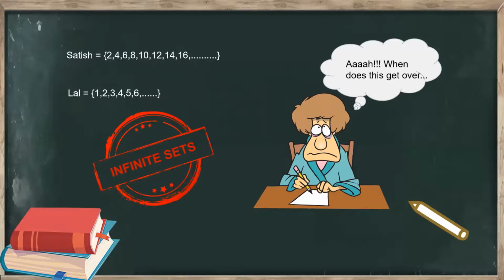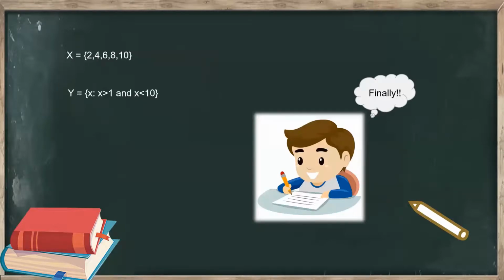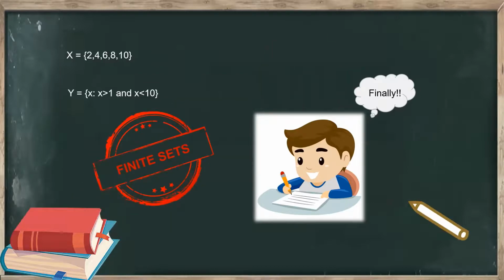Okay? Now, there are some sets where we can define it like this: x is such that x is greater than 1 and x is less than 10. Such sets do have an end. And look at this set, 2, 4, 6, 8, 10. It has an end. It's a fixed set. Such sets are called finite sets.